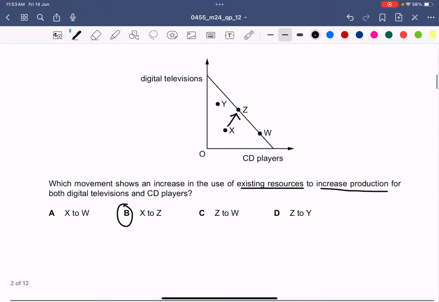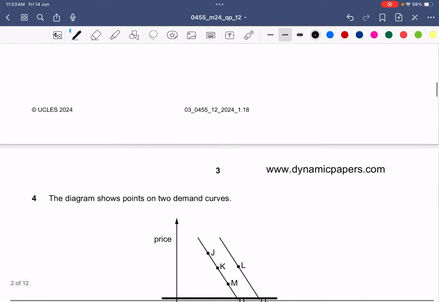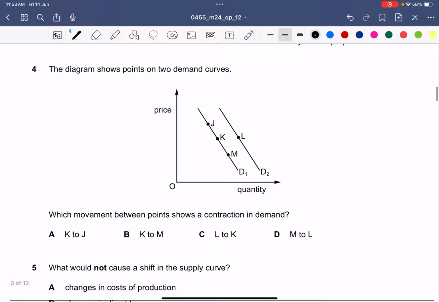Okay, move on to next question. Question 4. The diagram shows points on two demand curves. Which movement between points shows a contraction in demand? Contraction means movement along the demand curve. So there's no shifting leftwards or rightwards.